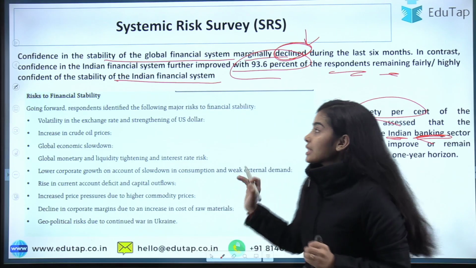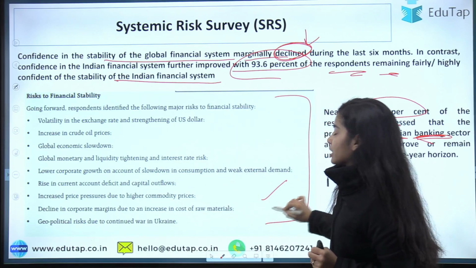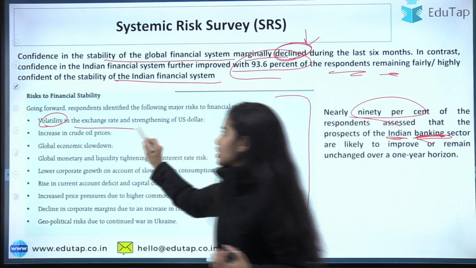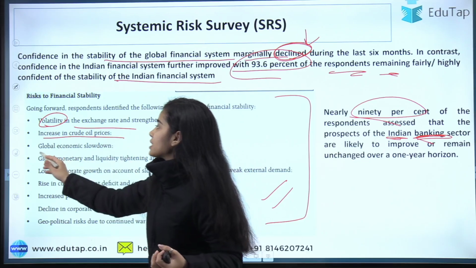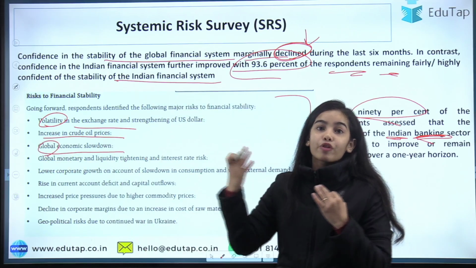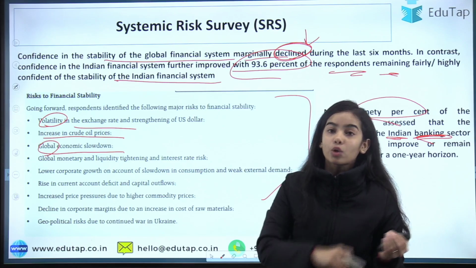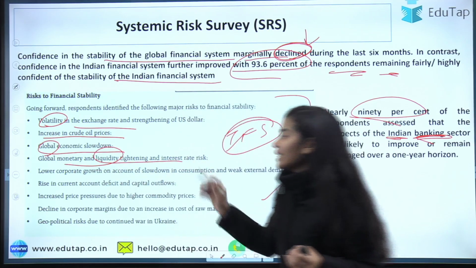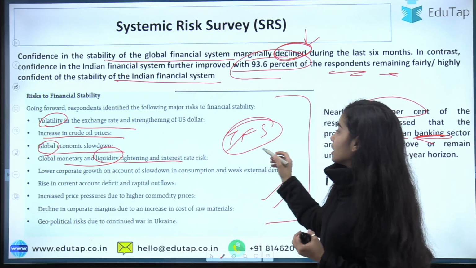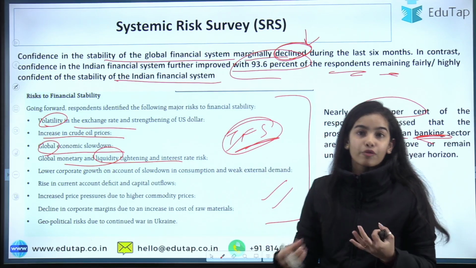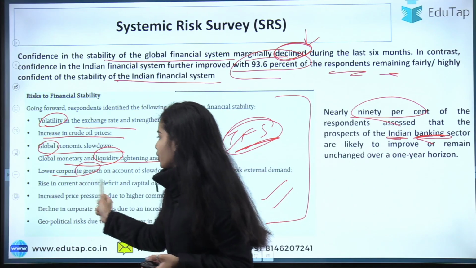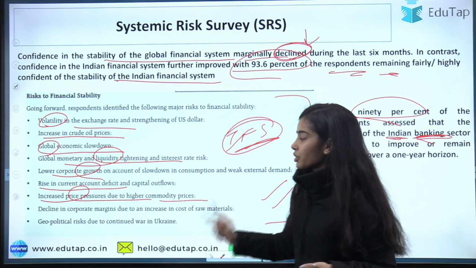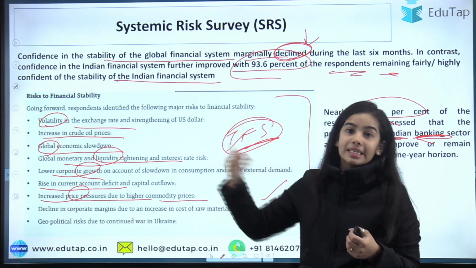Okay. Risk to financial stability, here you can see what risks can come going forward. It is from the volatility in the exchange rate, increase in the crude oil prices, and the global economic slowdown, and from that the risk can come to our own economy, the Indian financial system. The global monetary and liquidity tightening that is happening can also put the Indian financial system at risk. Lower corporate growth, rise in current account deficit, increased price pressures due to higher commodity prices, due to the raw material prices that are increasing.